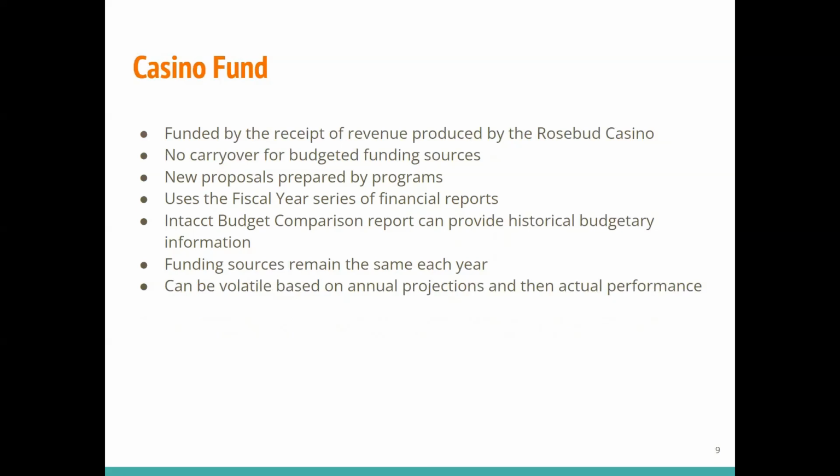The casino, almost exactly what general and indirect are. There's no carryover. New proposals prepared by the programs. They use the fiscal series of reports as well. Intact Budget Comparison can give you a historical budgetary outlook. They use the same funding sources, and this can be volatile based on the projections and performance of the casino. So whatever we propose might end up getting changed throughout the year if circumstances change in revenue collection.